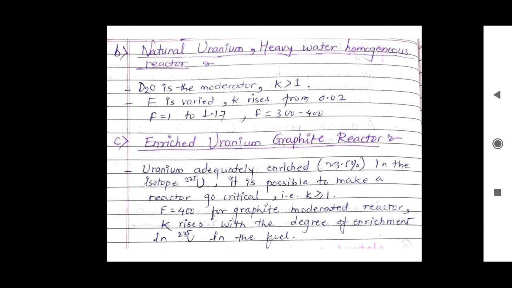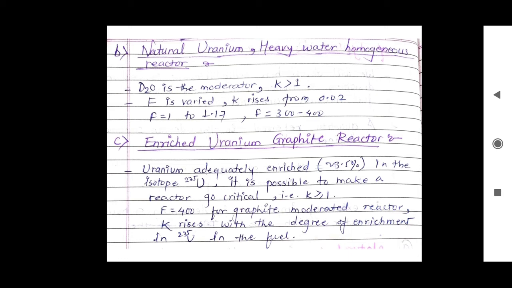Then we will see the third kind of classification based on the fuel and moderator combination, and that is the enriched uranium graphite reactor. Here the fuel is enriched uranium and the moderator is graphite. Uranium adequately enriched to nearly 3.5% in the isotope uranium-235 makes it possible for a reactor to go critical, that is K is greater than 1. A reactor goes to a critical state when the K value is greater than or equal to 1.